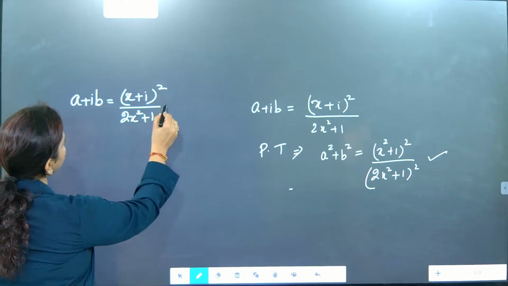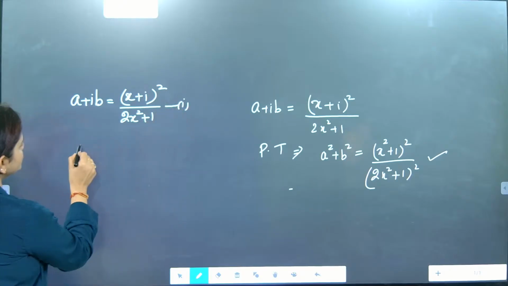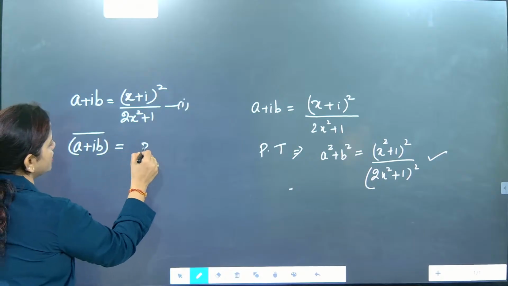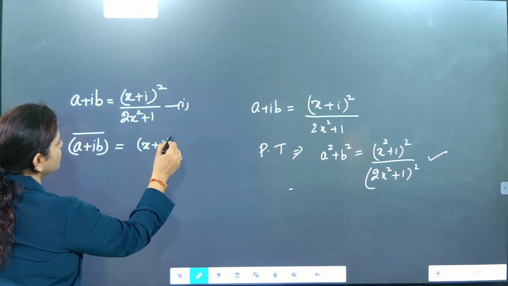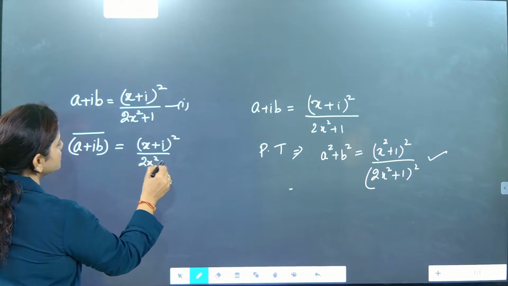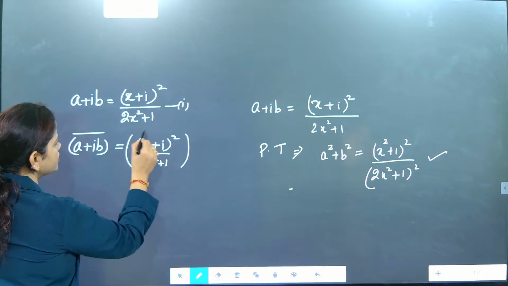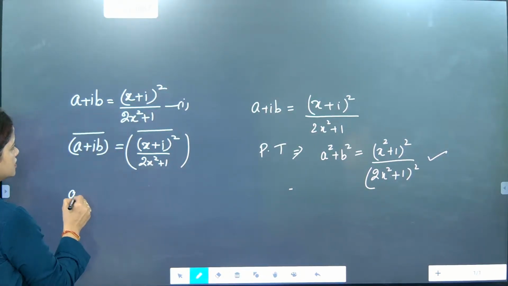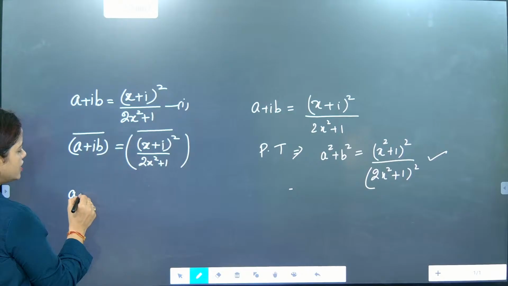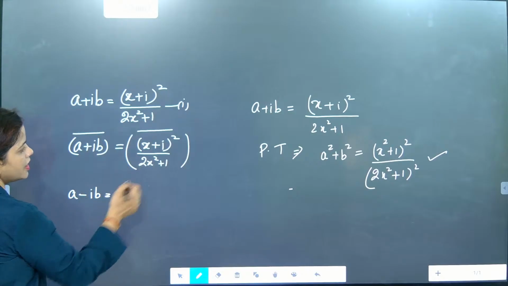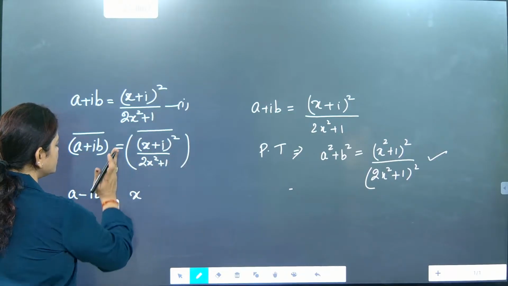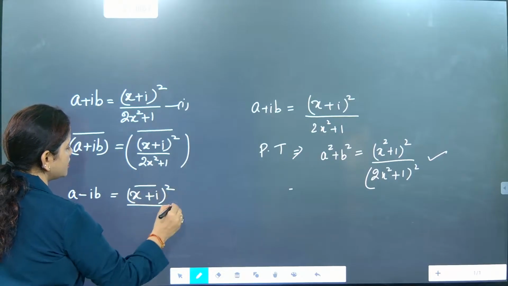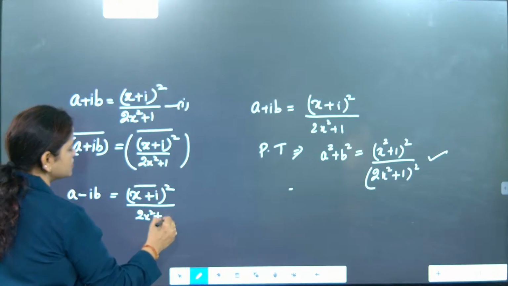Okay. Now take this as equation 1. Again do the conjugate of it. A plus ib, so applying conjugate on both sides, x plus i whole square by 2x square plus 1. Once you have applied conjugate, this part is equation 1. Now the conjugate part will be a minus ib. Here the conjugate will be distributed, so x plus i whole square conjugate and 2x square plus 1 conjugate.